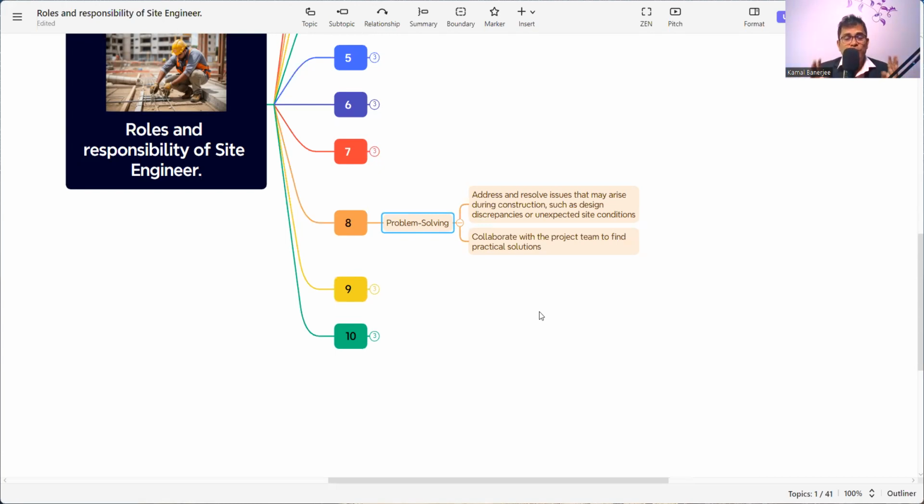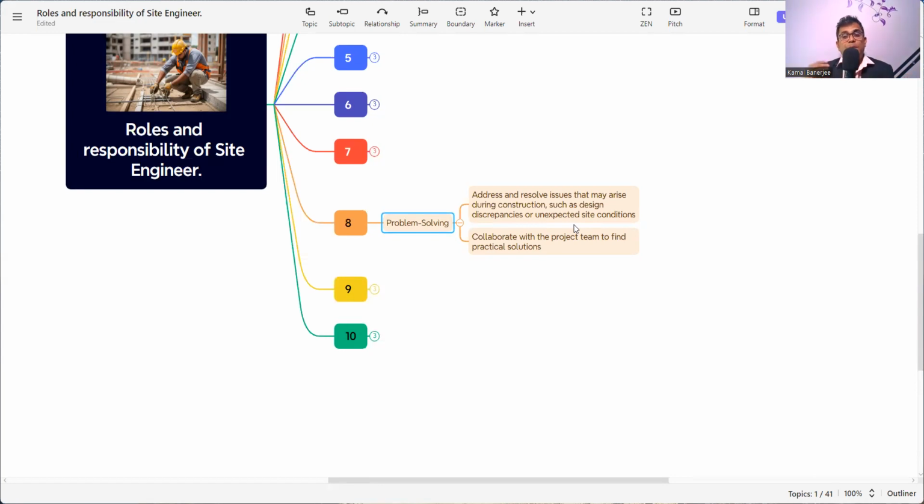So you need to have very good problem-solving skills so that there will be no delay in the project or any quality deviation. Address and resolve issues that may arise during construction, such as design discrepancies or unexpected site conditions. So there can be design discrepancies.